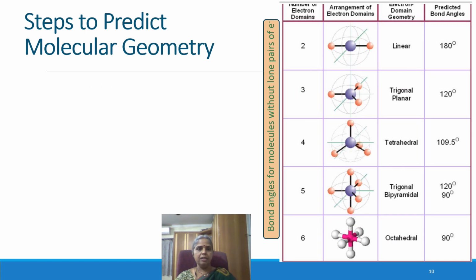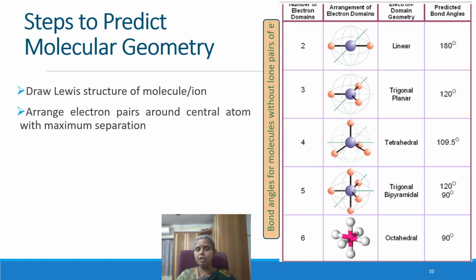Now let us see the steps to predict molecular geometry. All this we have seen. Linear, if there are 2 bond pairs. We are speaking only of bond pairs, no lone pairs. Only 2 bond pairs means the molecule is linear, bond angle is 180. 3 bond pairs, then the molecule is trigonal planar, 120 degrees. By lone pairs or bond pairs, we are referring only to the valence shell of the central atom, the number of electron pairs in the valence shell of the central atom only. First we draw the Lewis structure.